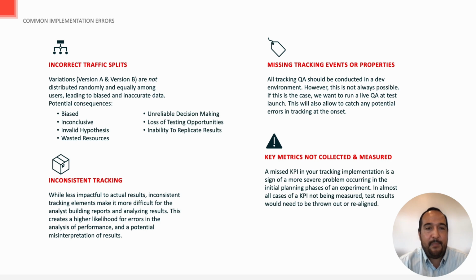And for any key metrics that aren't collected or measured at the onset, if we're missing KPIs in our results, this is a sign of a more severe problem occurring in the initial planning phases of an experiment. In almost all cases of a KPI not being measured, test results would need to be thrown out or realigned unless we can get creative in figuring out how we're going to analyze those metrics if there are other options available to us. But it can get very dirty, very unorganized, and you'd have to be extremely creative.